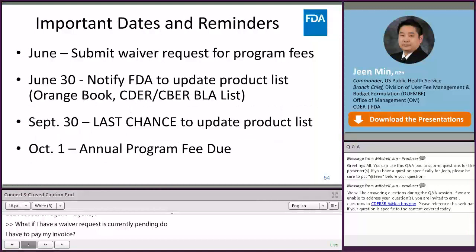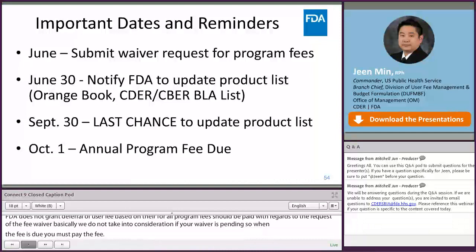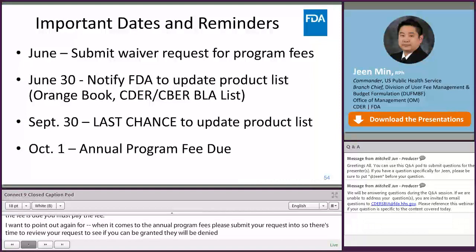Some important dates and reminders that I want to point out again. Once again, when it comes to the annual program fees, please submit your request in June, so there is time to review your request to see if it can be granted or if it will be denied. And by June 30th, please make sure you notify FDA of any changes and update the product list. If you do not update the product list by June 30th, you will receive an invoice for the product because it's based on June 30th data. Your last chance to update the product list is September 30th. If you do not update it by that time point, you will incur the fee.